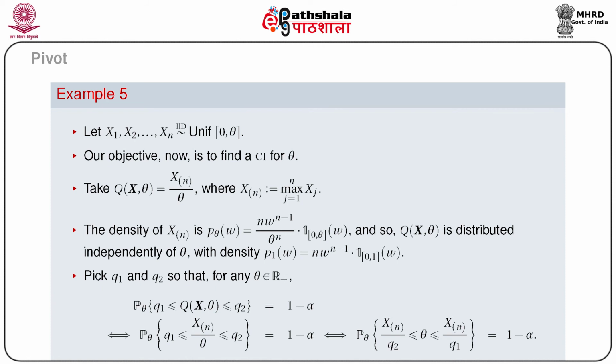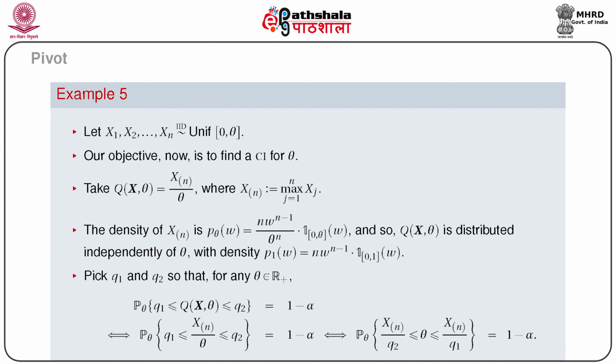We know that the PDF of W, which is equal to X ordered n, is given by p(w) is equal to n by theta to the power n, w to the power n minus 1, w lies between 0 to theta. If we consider the transformation Y equals W by theta, then the PDF of Y becomes p(y) equal to n into y to the power n minus 1, Y lies between 0 and 1 and it is independent of theta. Therefore, it is possible to find two quantities small q1 and small q2 such that probability q1 less than Y less than q2 is equal to 1 minus alpha.